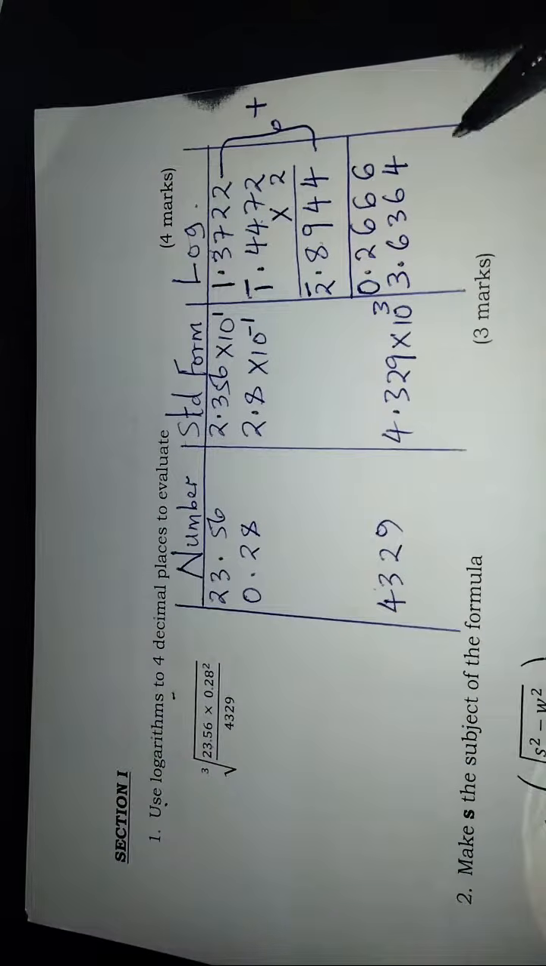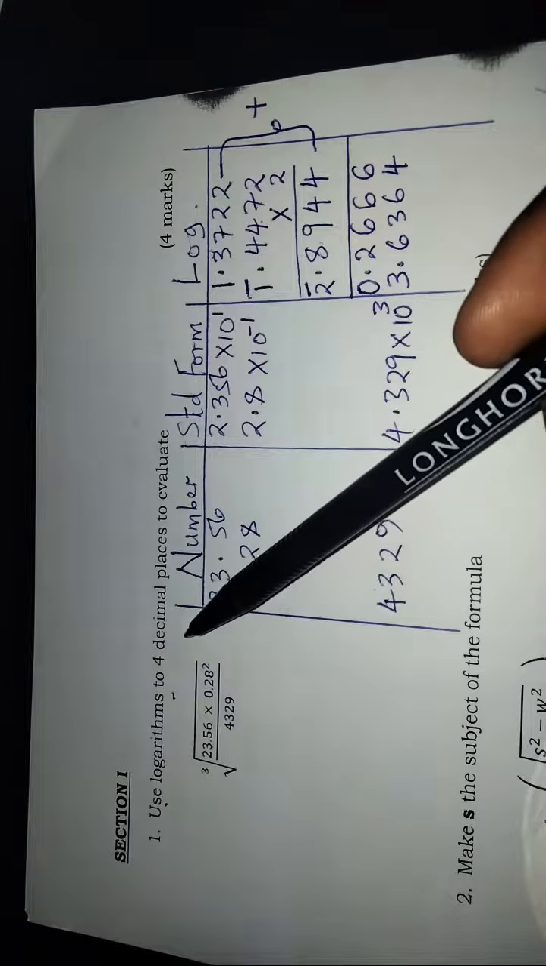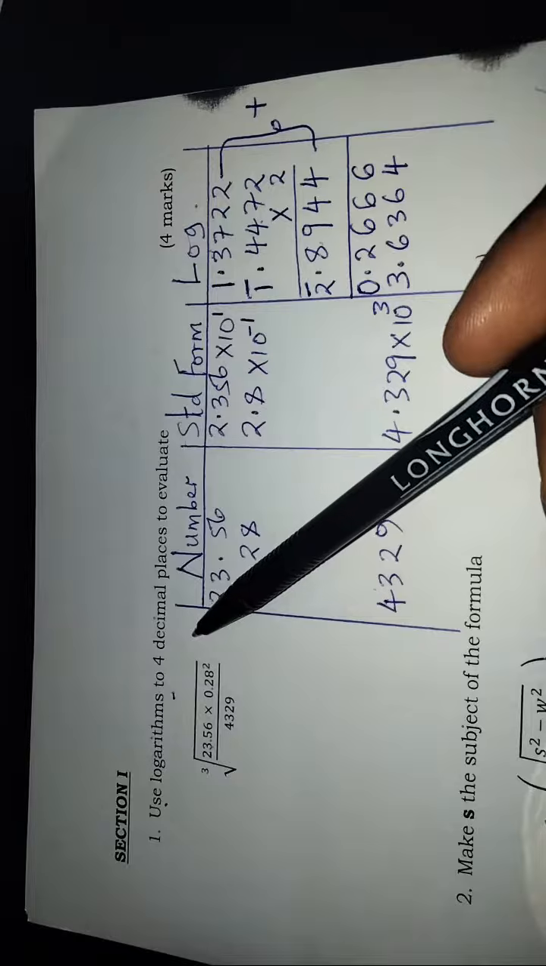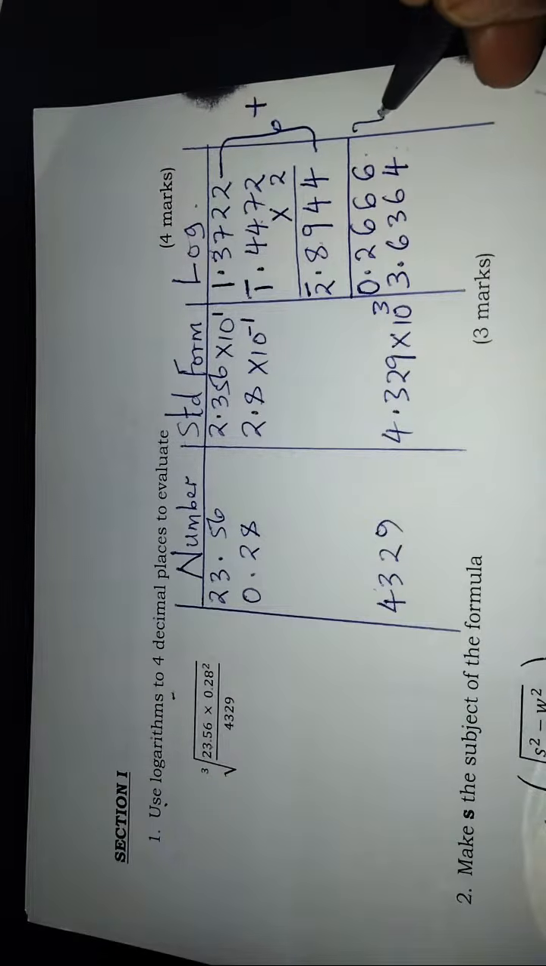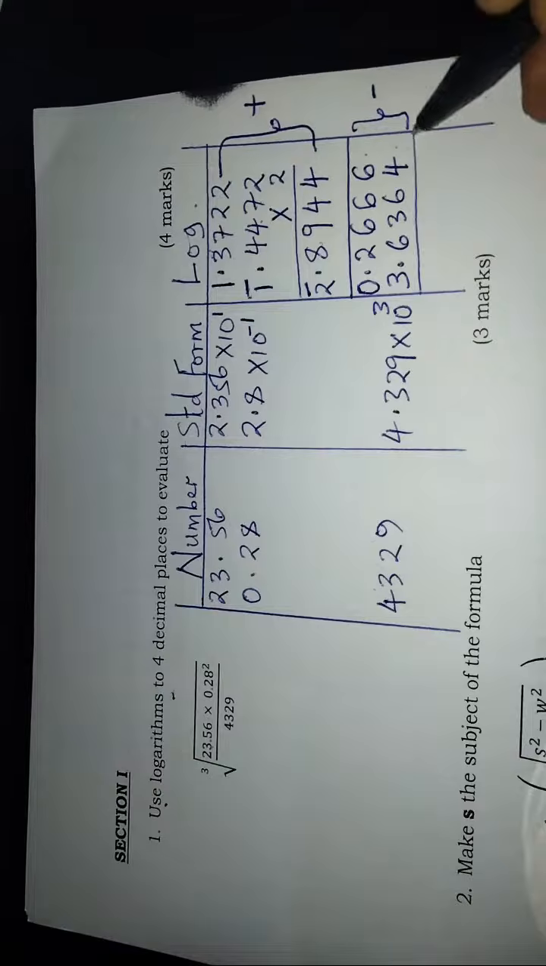Now that we have the logarithm of the denominator, because there is a division here between the numerator and the denominator, I'm going to subtract the logarithms. The final logarithm from the numerator and that of the denominator, I'm now supposed to subtract. Therefore, I carry out a subtraction here.